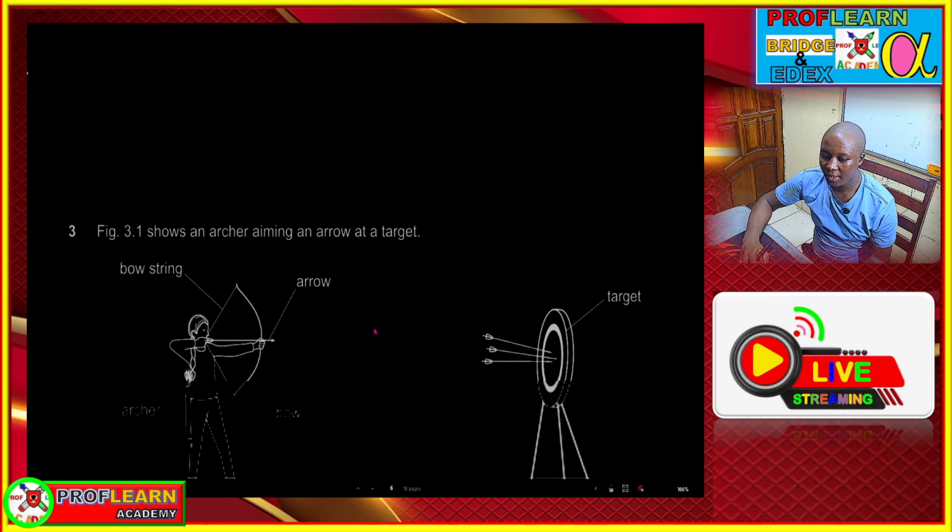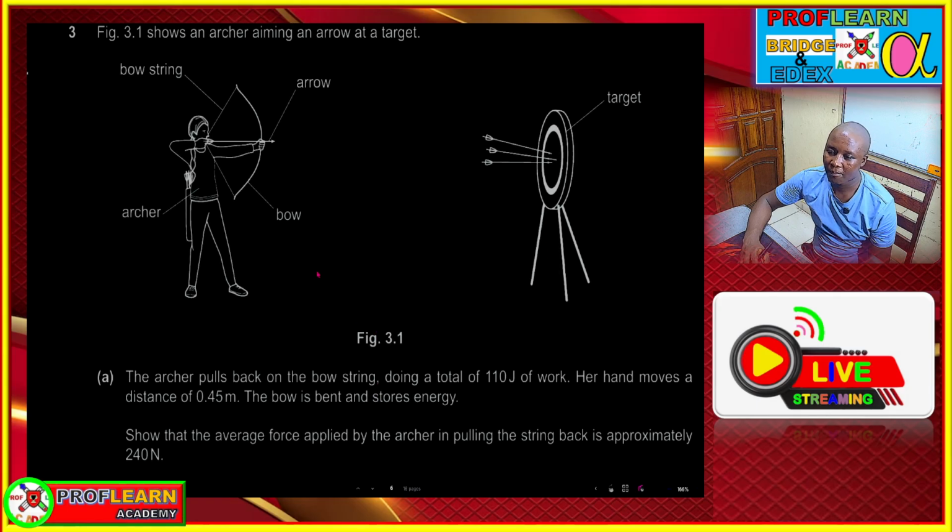All right, so the next part we are going to look at is this archer who is aiming an arrow. You can check in the description, there is a link for this particular question.